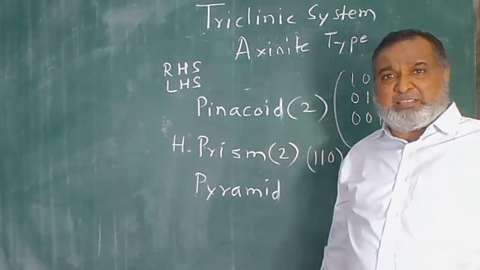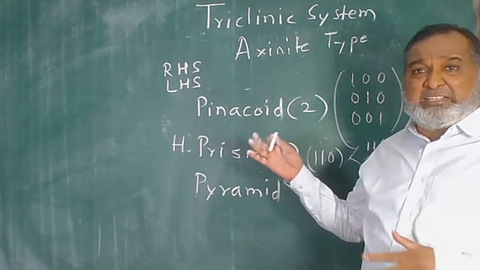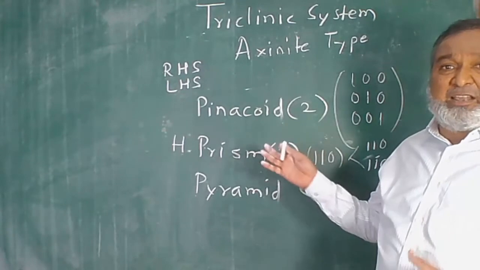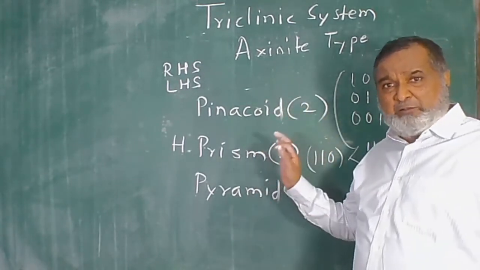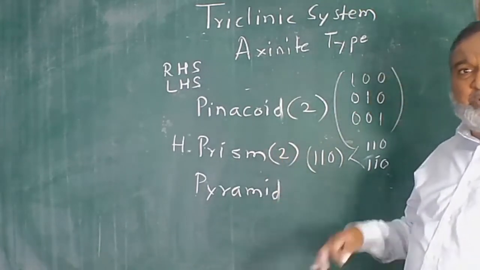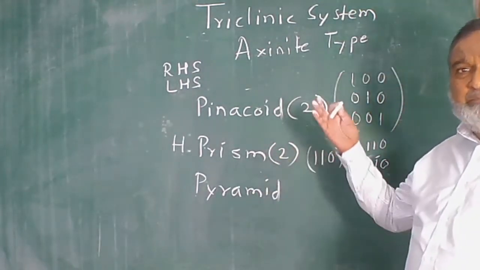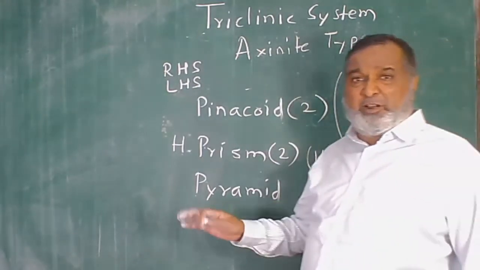And LHS. When we write LHS, the left hand side, the B axis is going to cut the negative. So indices will remain the same, 1, 1, 0. But while you write for LHS, 1 bar 1 0, that will be the indices for LHS.